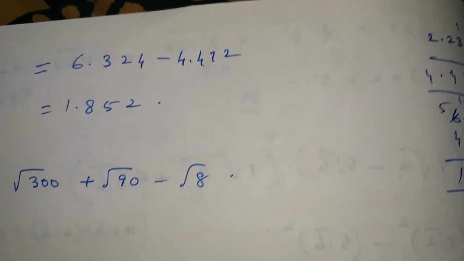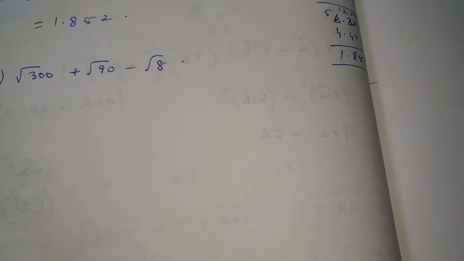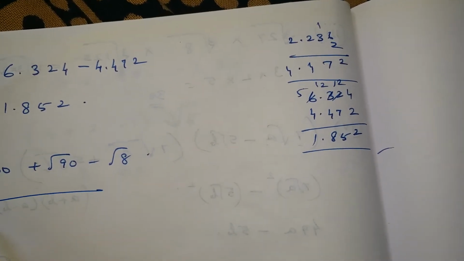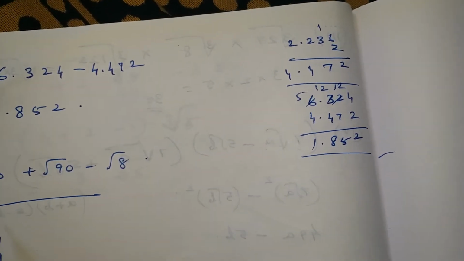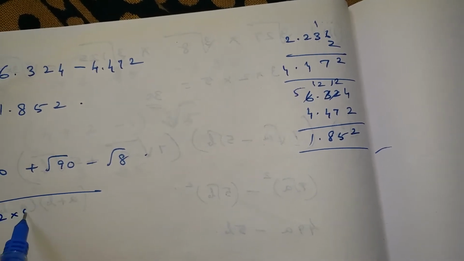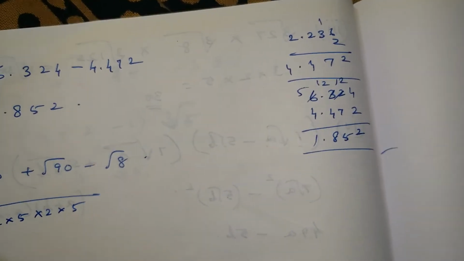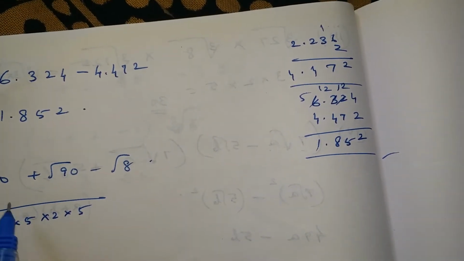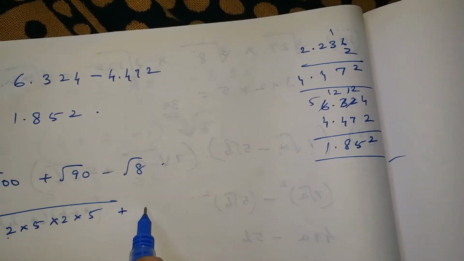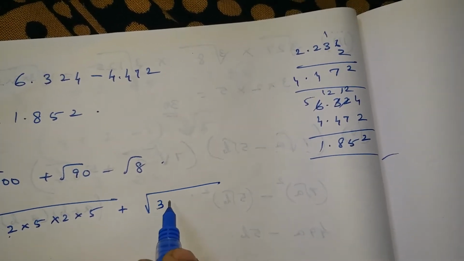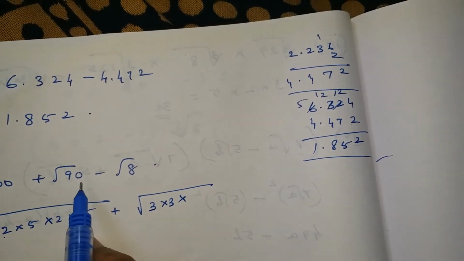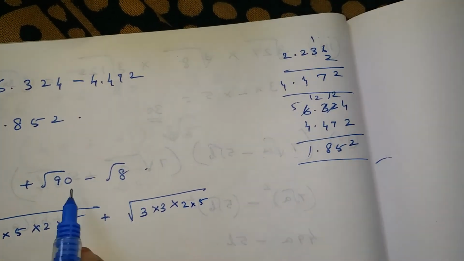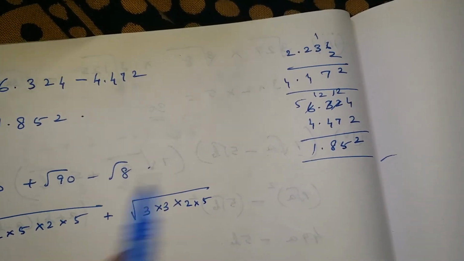You have 3 root 300 plus root 90 minus root 8. So, 300 can be written as square root of 3 into 100. 100 means 10 into 10, so 2 into 5, 2 into 5. So, 3 2s are 6, 6 5s are 30, 30 into 2 5s are 10. 30 into 10 will give you 300. Plus again same way, 90 can be written as 9 into 10. So, 9 I have written as 3 into 3, 10 you have, that is 2 into 5. That is, you just split the value and that can be further split.